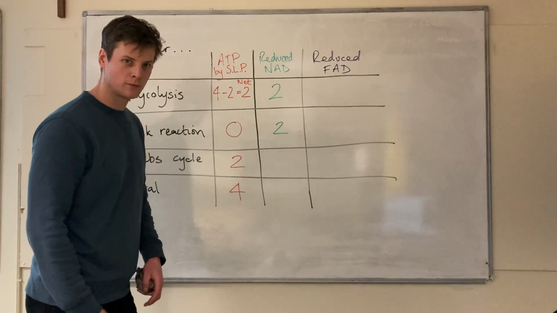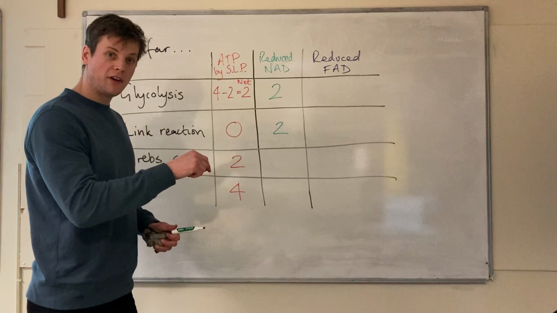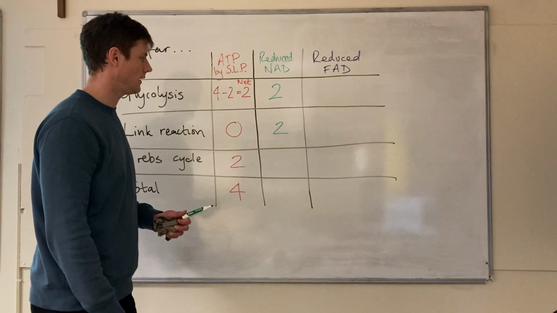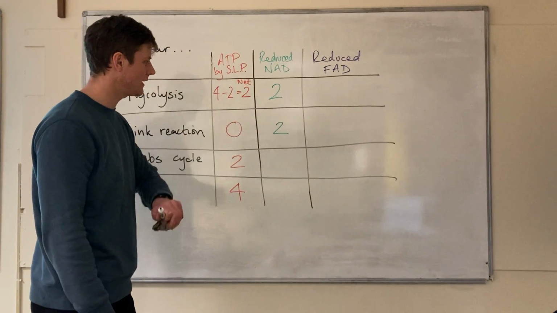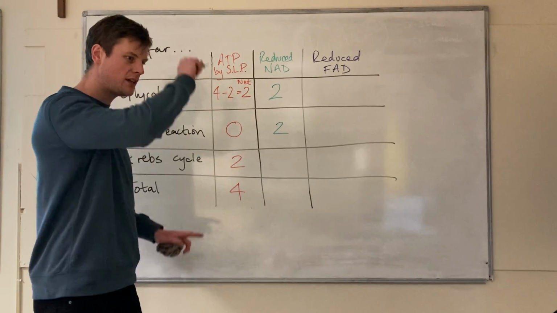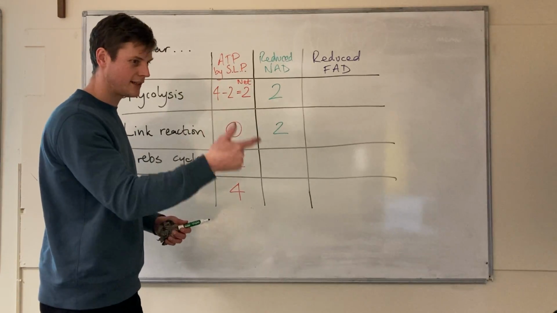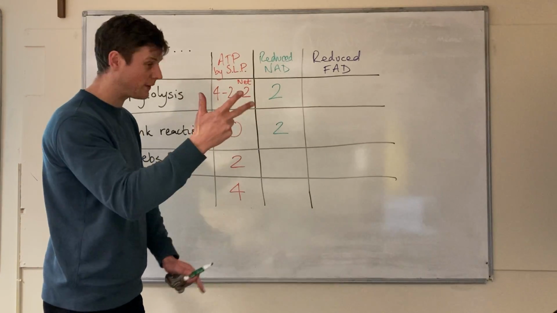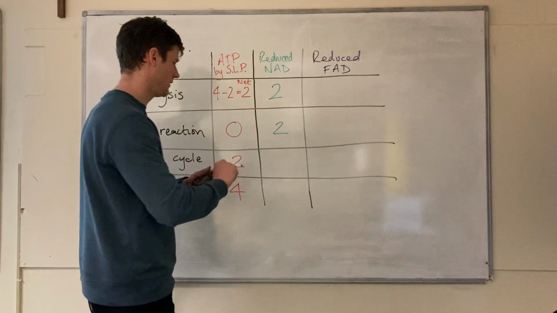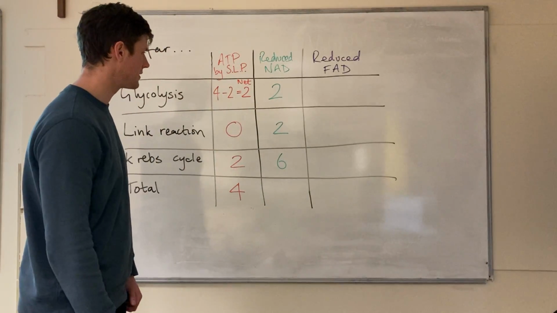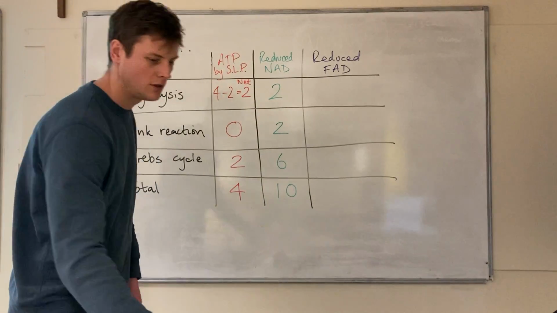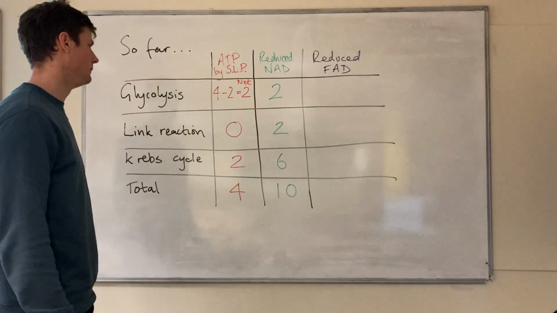we get another 2. So pyruvate is decarboxylated. At the same time, NAD is reduced, and that happens twice because you start with 2 pyruvates. During the Krebs cycle, with each cycle, we get 3 reduced NADs. We know that the Krebs cycle goes around twice, so 6 reduced NADs. In total, 10 reduced NADs are formed.